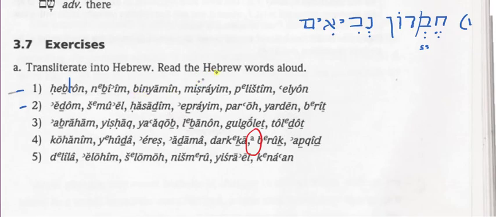Next I have Ben Yamin. I have a bet, a B, and this one is minus line, which means in Hebrew it's going to be plus dot. B, an I with nothing over it, so it's a short I, a hiriq. Noon, it's not a final noon.